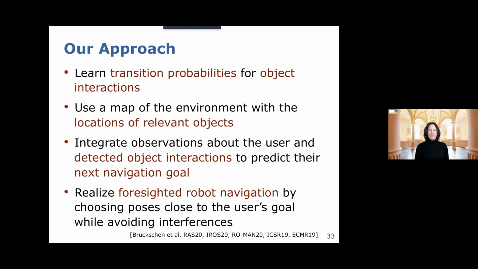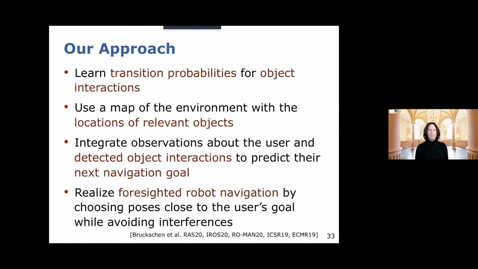First, we learn transition probabilities for object interactions. Basically, we answer the question: if a human interacts with an object A, how likely is it that the user will interact next with object B? So these are transition probabilities for user-object interactions.